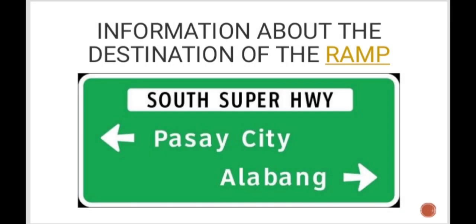Information about the destination of the ramp. Information about the destination of the ramp refers to the specific location or area that the ramp will lead you to when exiting a highway or expressway.